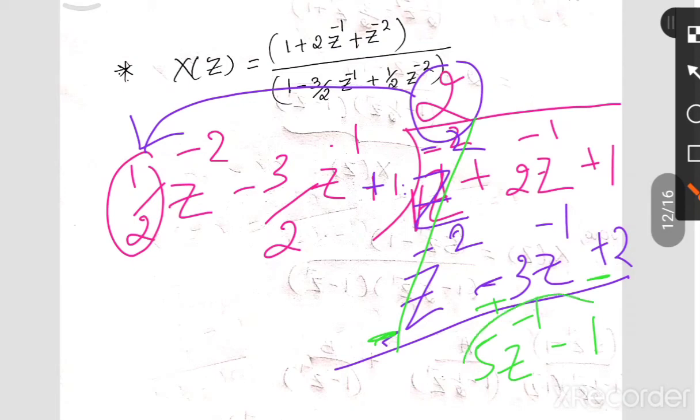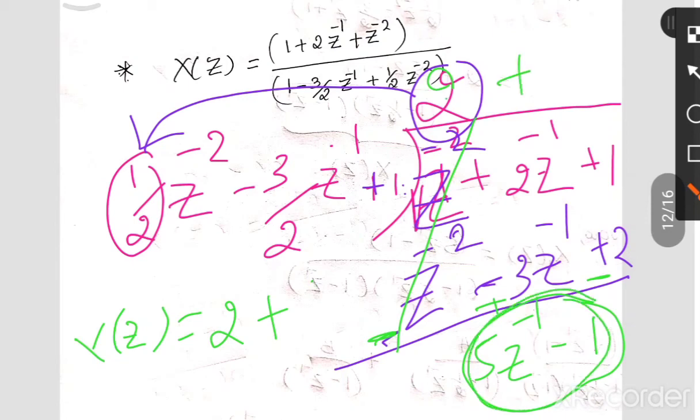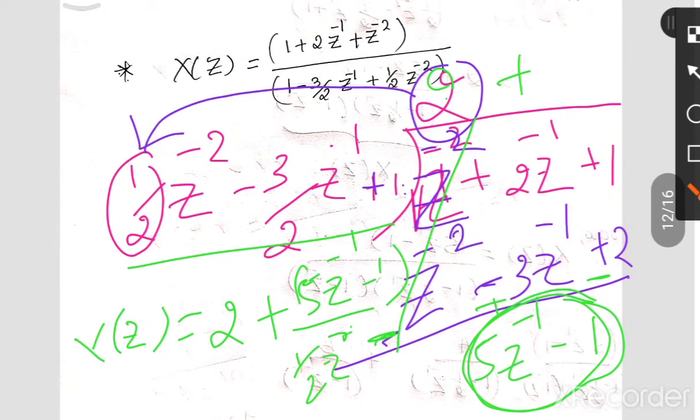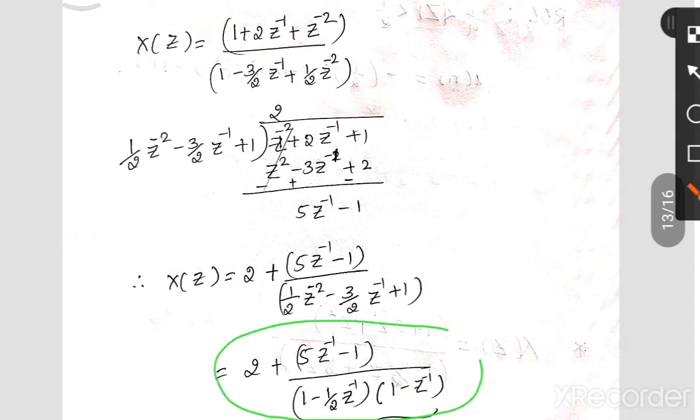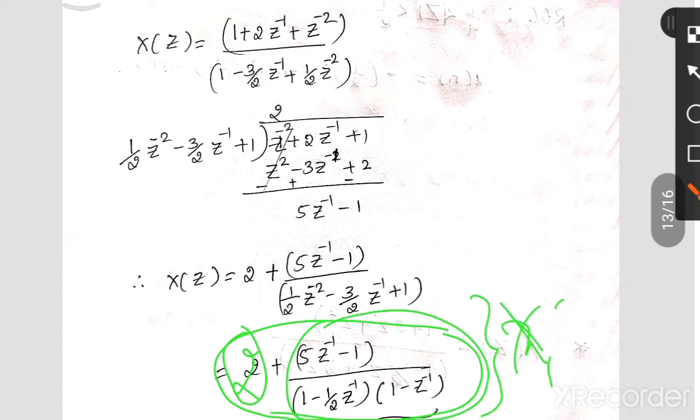Okay, therefore what we can do is 2. Therefore this X of z can be written as 2 plus whatever remained, which is 5z raised to minus 1 divided by this term, which is 1 by 2 z raised to minus 2 minus 3 by 2 z raised to minus 1 plus 1. Okay, this is the signal. Now whatever we have got, 2 is a constant term, you keep as it is. Consider only the second factor. Let's take this one as X1 of z.